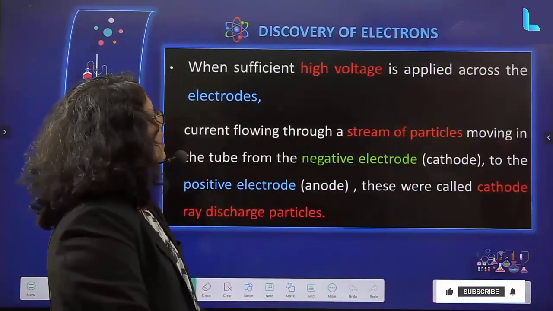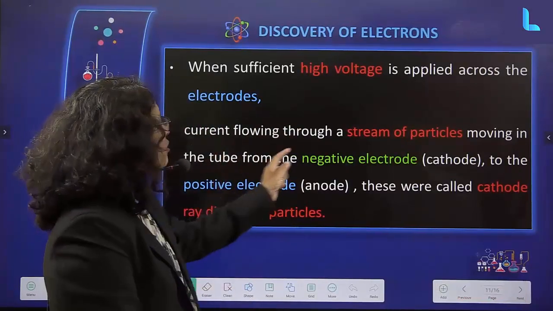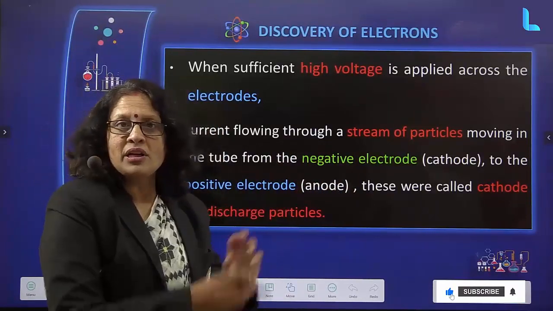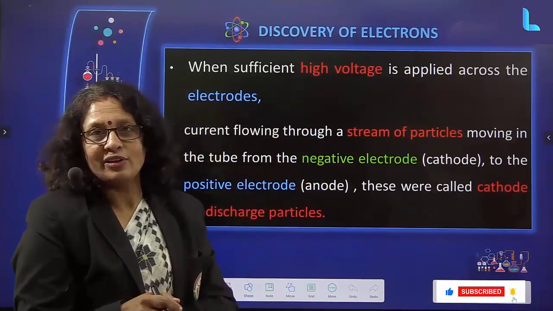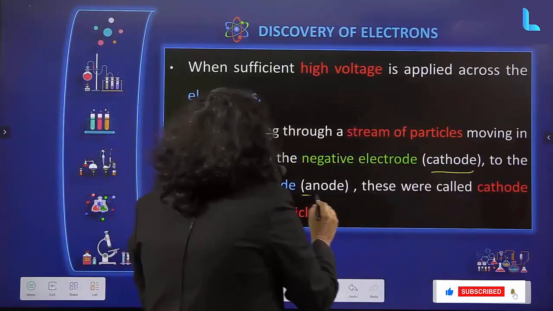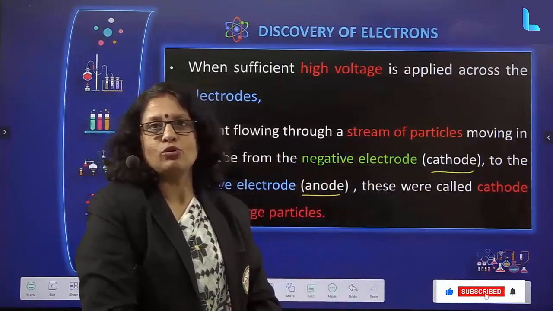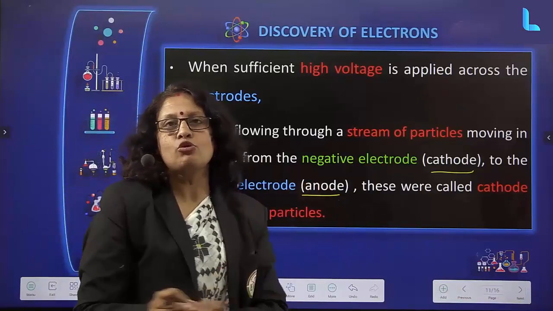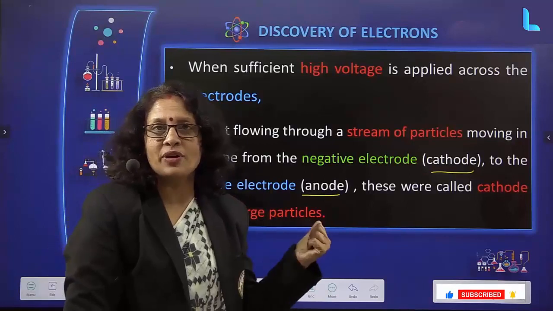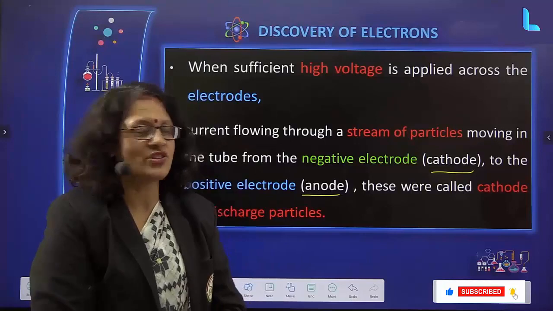Now when sufficiently high voltage is applied across the electrodes, what happens? Current flows through a stream of particles moving in the tube from the negative electrode to the positive electrode. The negative electrode is called the cathode and the positive electrode is called the anode. When particles go from the negative electrode to the positive electrode, it indicates the particles are negatively charged, because just now we have seen that opposite charges attract each other and same charges repel each other.